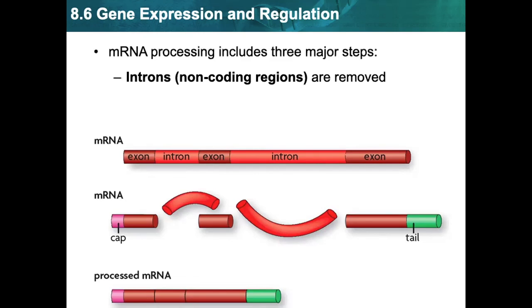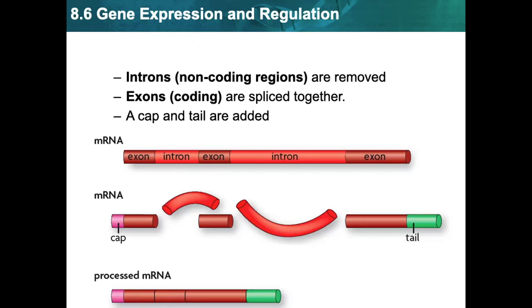You have introns removed. Introns are non-coding regions. They interfere, and those parts are then taken out. Then you have exons, which are the coding parts, which are spliced together after the introns are removed. Then after that's done, the last step would be adding a cap and a tail. So it's just more nucleotides that are added on at the front and at the end.